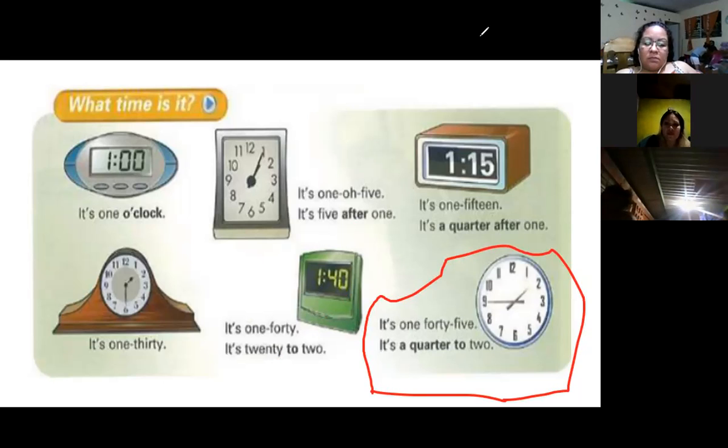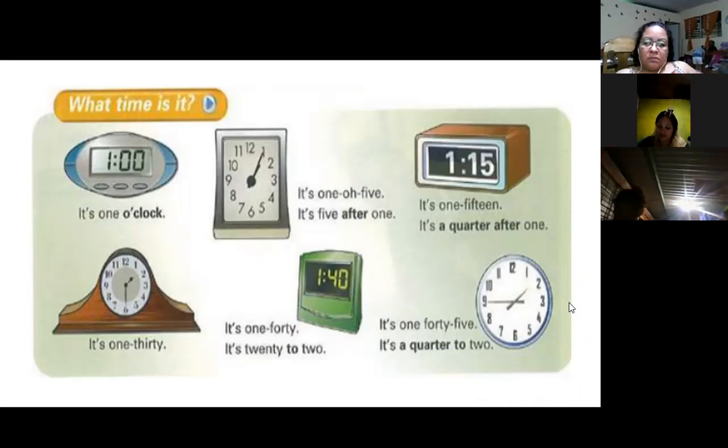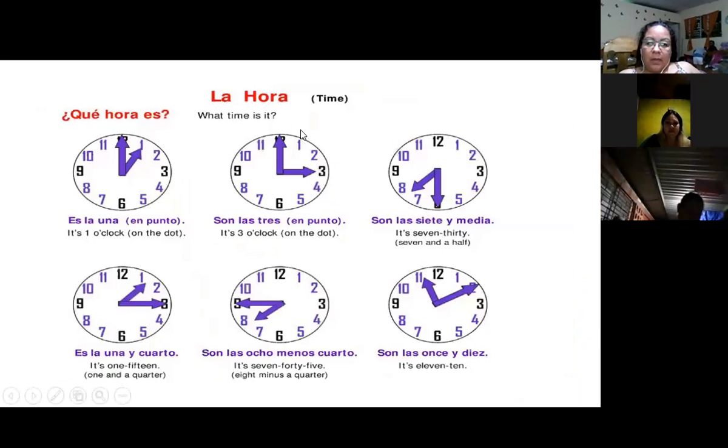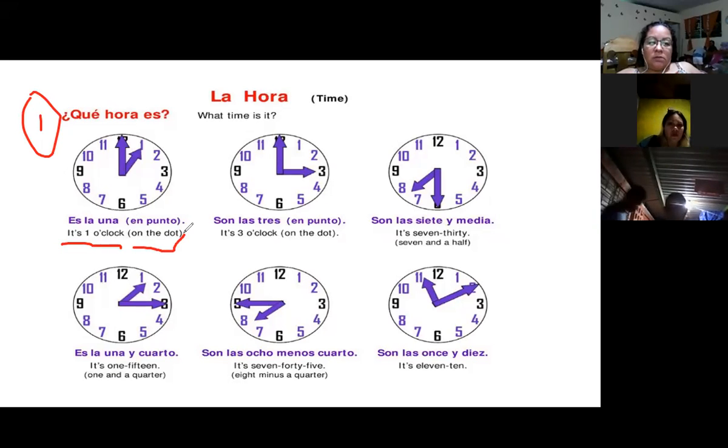Veamos más ejemplos. Look at more examples because we need to get familiar with the exercises here. Aquí estamos viendo unas horas, haciendo un feedback about a time. Vemos el primero. Decíamos que es la una en punto. Entonces, it's 1:00. On the dot. Es decir, cuando está en el punto es o'clock. On the dot. 1:00.